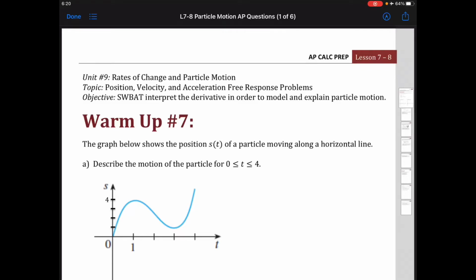Hey guys, welcome to Unit 9, Lesson 7. Our topic today is position, velocity, and acceleration, free response problems.